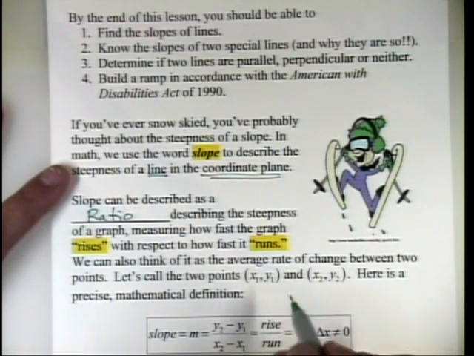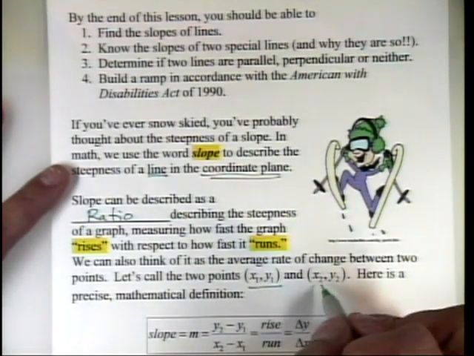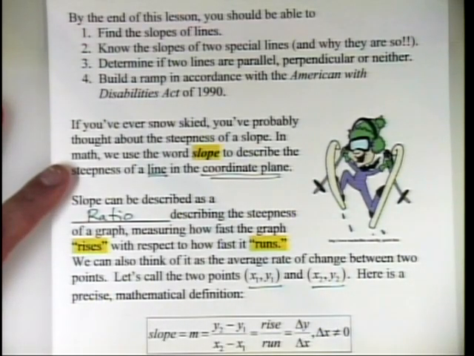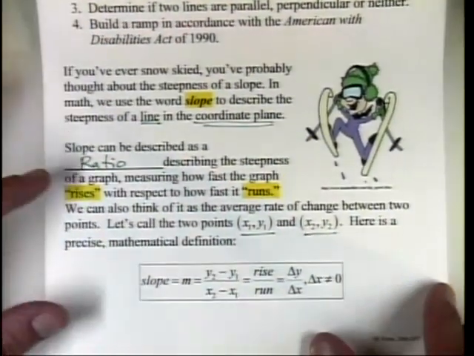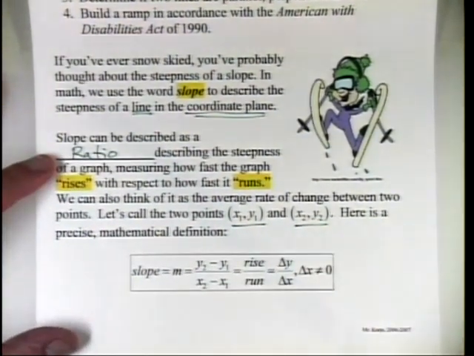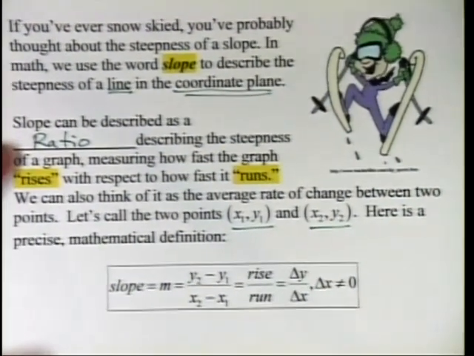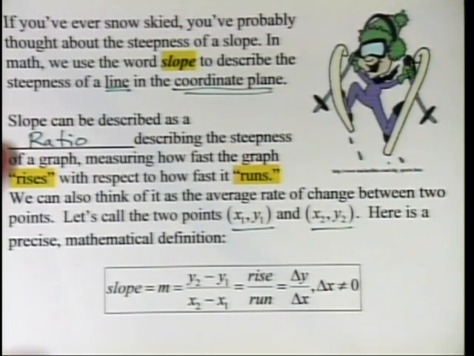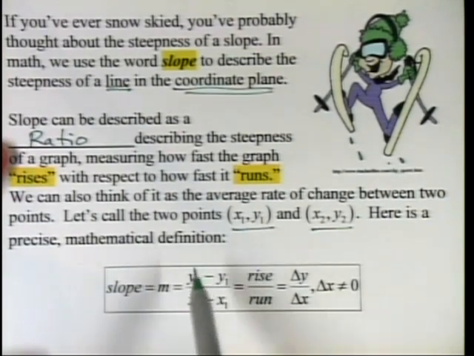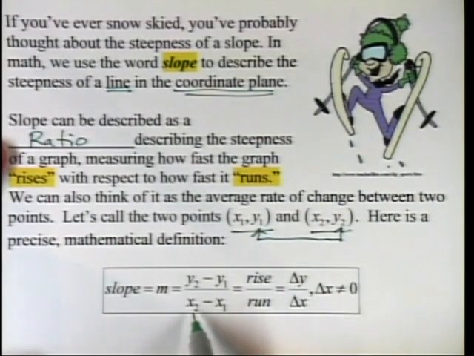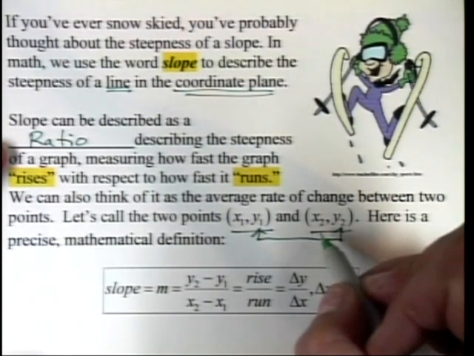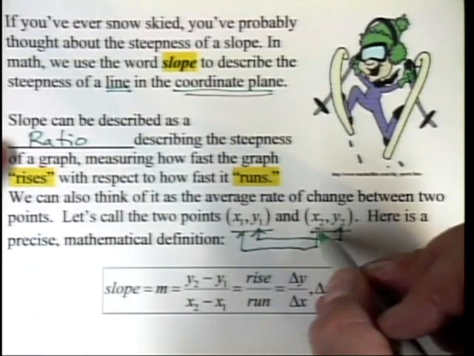Now let's call those 2 points (x sub 1, y sub 1) and (x sub 2, y sub 2). Now that we have those 2 points, we can describe it in a precise mathematical definition. So here we go. Slope is equal to, we use the letter m, and I'll talk about why the letter m here in just a second. But slope is m, and it's y sub 2 minus y sub 1. That's going to be the change in your y values, the change in the rise, over x sub 2 minus x sub 1, the change in your x values, or the change in the run.